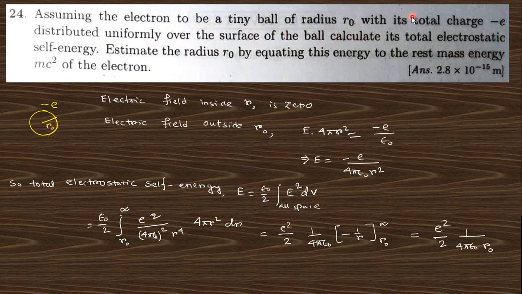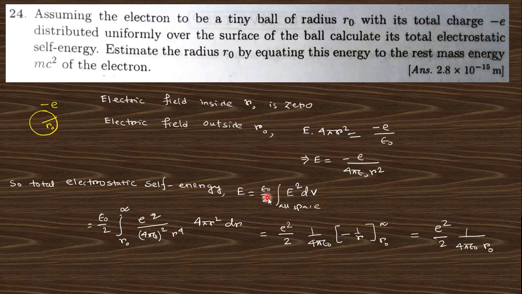Assuming the electron to be a teeny ball of radius r0, we consider this electron as a teeny ball with radius r0 and the total charge minus q distributed uniformly over the surface of the ball. Calculate the total electrostatic self energy. The field within r0 is 0, and outside r0 the electric field will be like that.